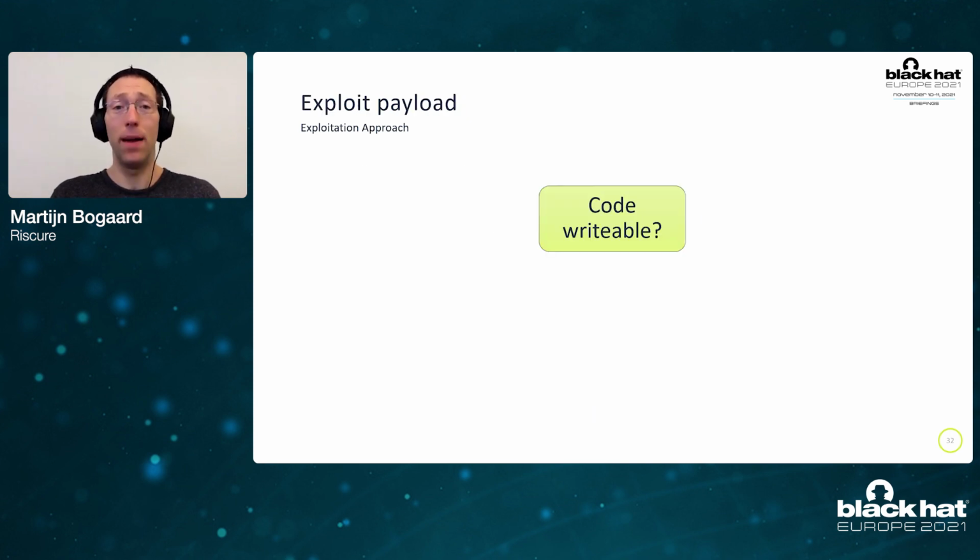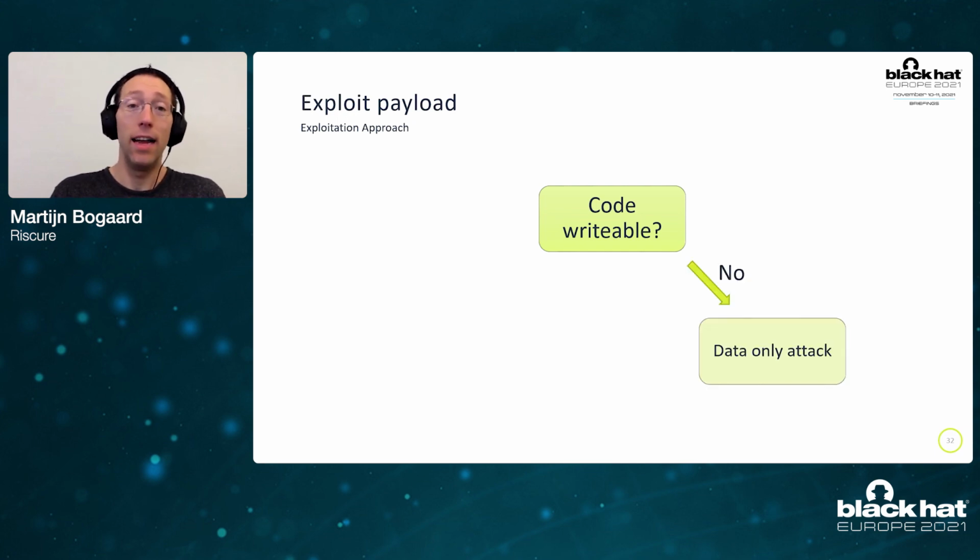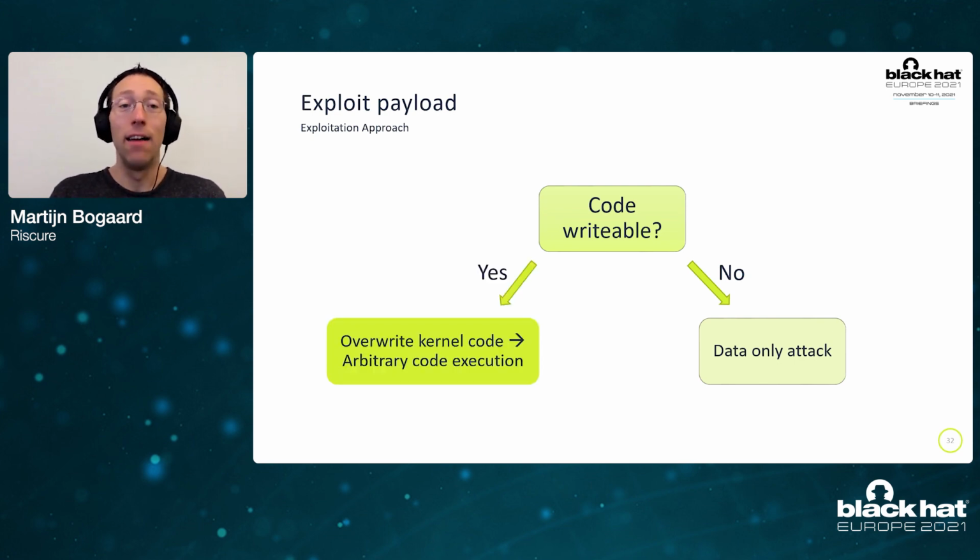But what is the kind of payload we are actually going to deliver? One of the main questions there is: is the code of the kernel writable? If the code is not writable, you will have to resort to some form of a data-only attack. However, in our case, we could actually overwrite the kernel code because it was mapped writable on this very specific device. And by overwriting the kernel code, we could get arbitrary code execution in the context of the kernel.